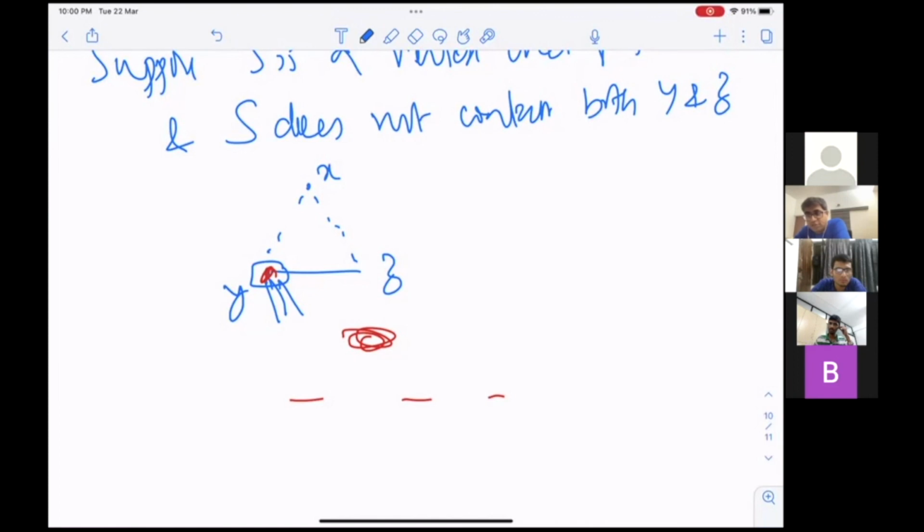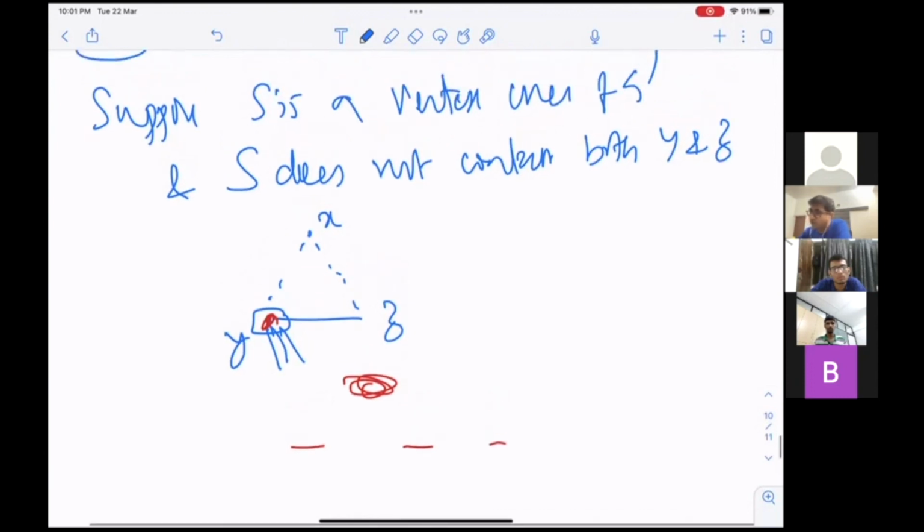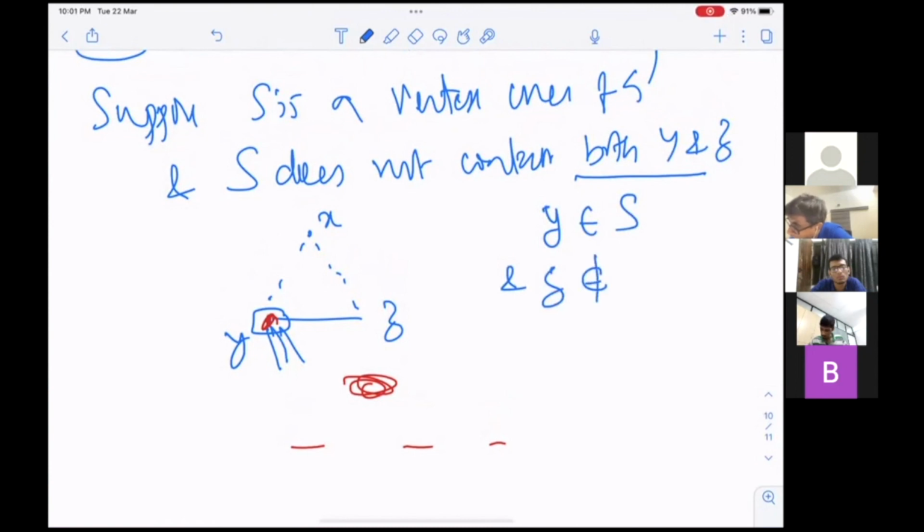You are covering the edge YZ with the red vertex. It's just that you are not picking both the endpoints of that edge. I am just saying that S does not contain both Y and Z. Say, rather, Y is in S and Z is not in S. Now, how will you construct a K-size vertex cover starting from this S for the original G?